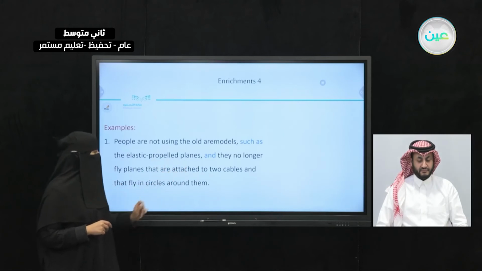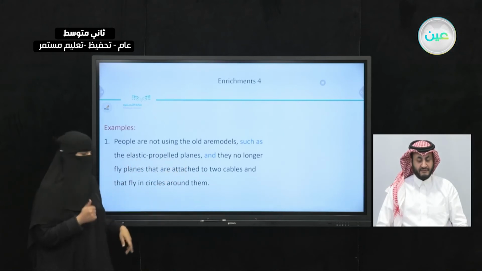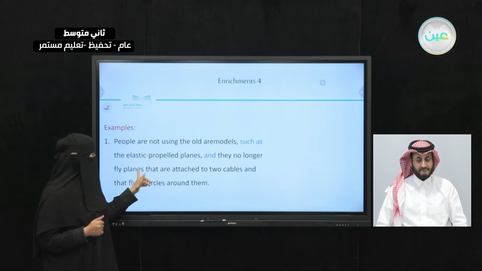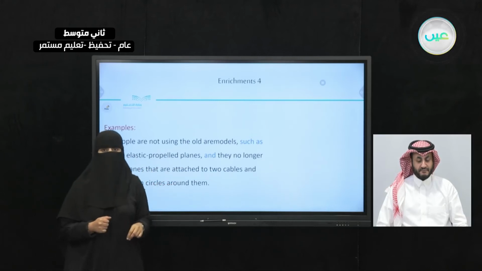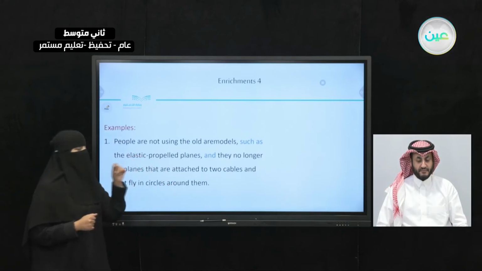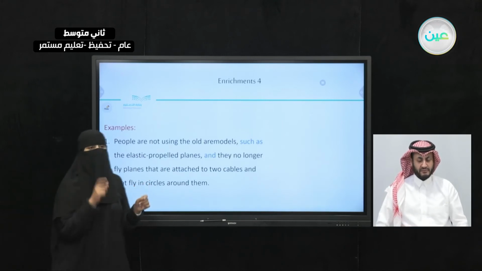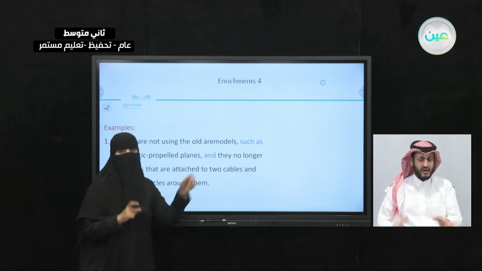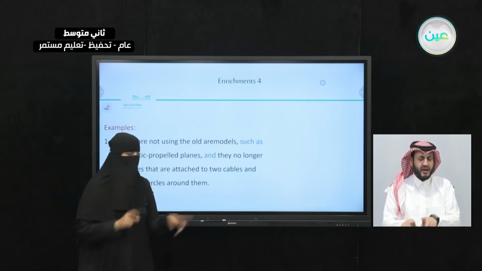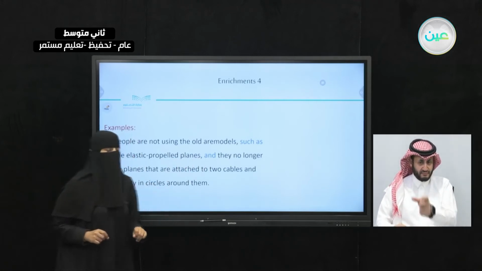The elastic propelled planes, this is the first. And the second, the planes that are attached to two cables. So here we gave two examples, and we connected two examples together, two similar ideas, using the word and.